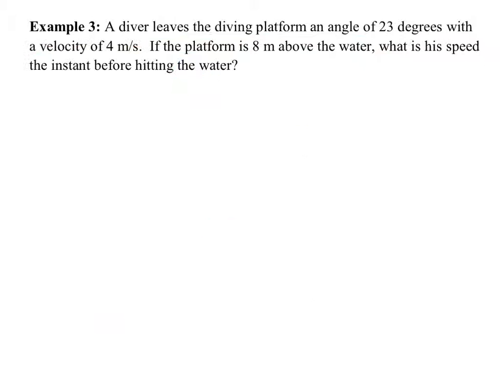Let's use the diving platform at an angle of 23 degrees with a velocity of 4 meters per second. So I'm calling it a diving platform and not a diving board, because if it was a diving board, it would be a spring, and we'd have spring energy. And we're going to see spring energy, but I want to look at spring energy in the next example.